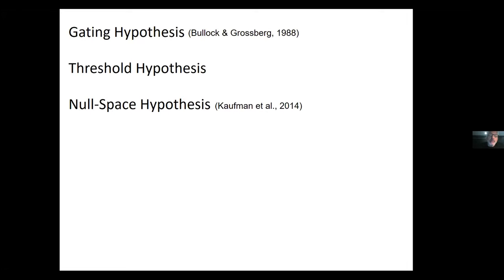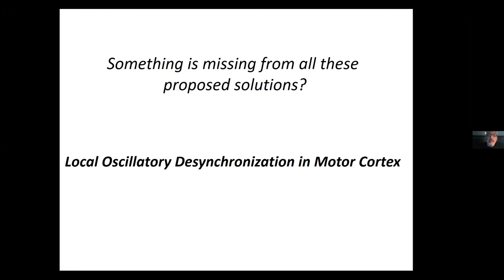So these are all, I think, viable hypotheses, but there's something that's missing, I think, from all these proposed solutions, which is there's something happening at the mesoscopic scale in motor cortex right before movement initiation, which is this local oscillatory desynchronization, which is an old idea, and it's an old observation, but what we've put a little new twist to it.